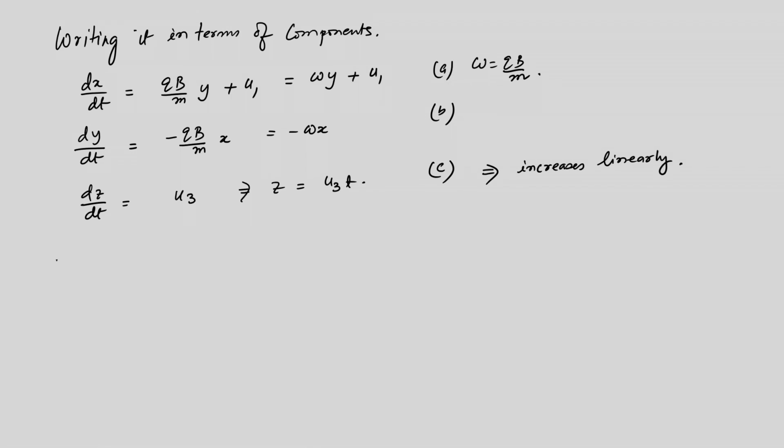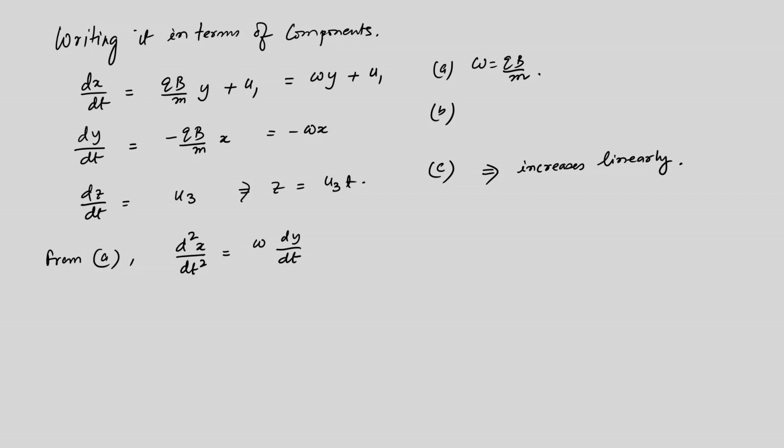So, from A, I can do a double derivative and can write it as d2x/dt2 equal to omega dy/dt.